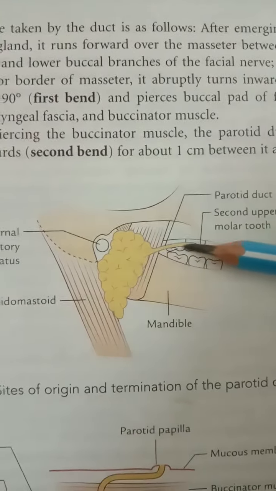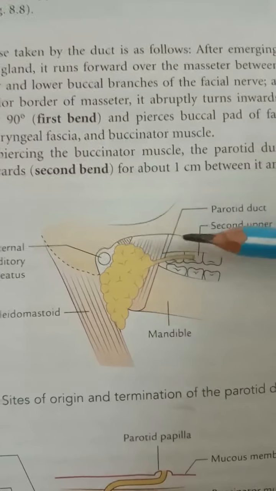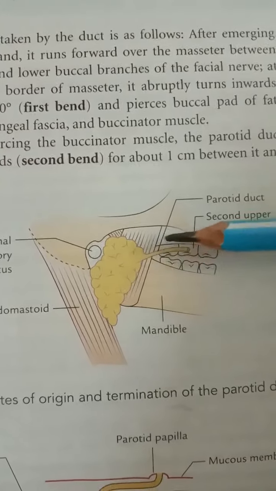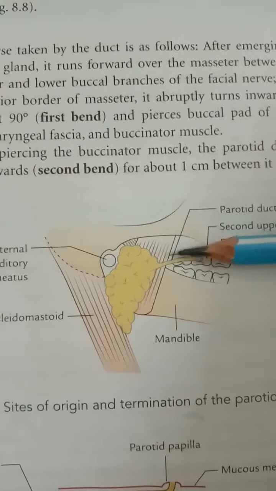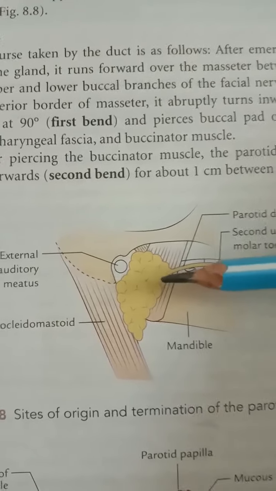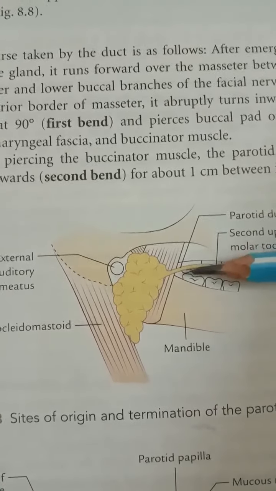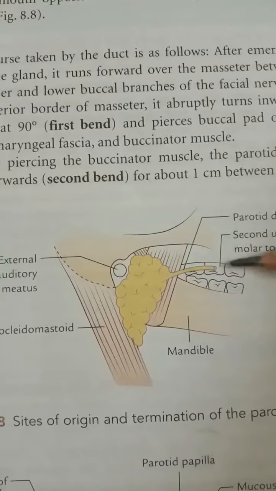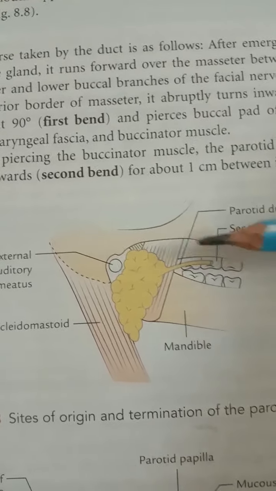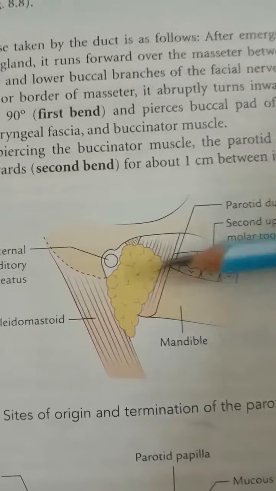So this is the duct. The course of the duct: it runs forwards for a short distance between the buccinator and the oral mucosa. Then finally the duct turns medially and opens into the vestibule of the mouth opposite the crown of the upper second molar tooth.